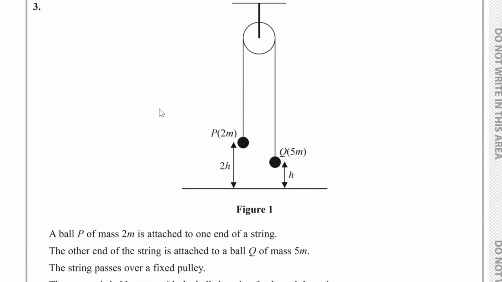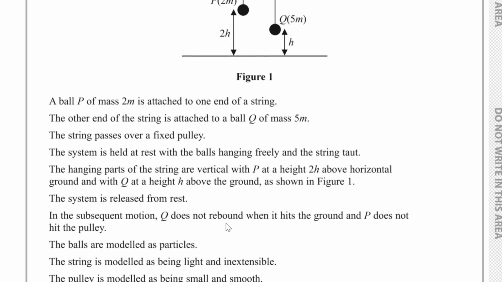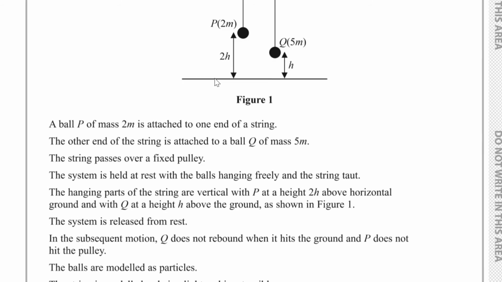Question number 3. A ball P of mass 2m is attached to one end of a string. The other end of the string is attached to a ball Q of mass 5m. The string passes over a fixed pulley. The system is held at rest with the balls hanging freely and the string taut. The hanging parts of the string are vertical, with P at a height of 2h above horizontal ground and with Q at a height h above the ground, as shown in figure 1. So that's what we see here.